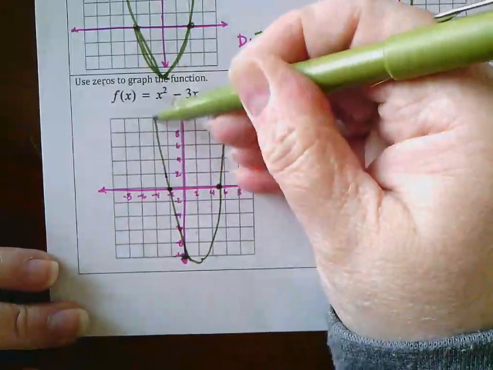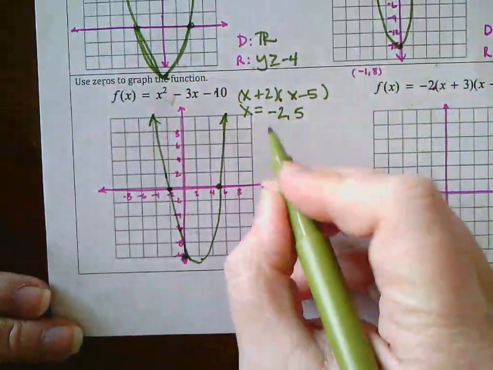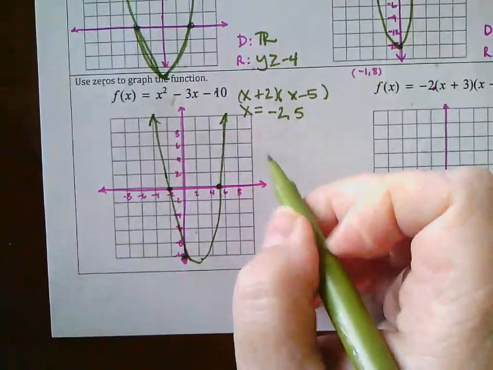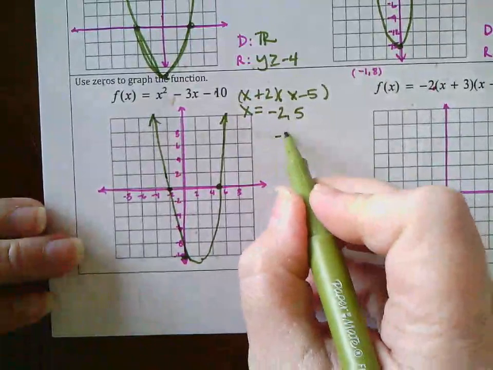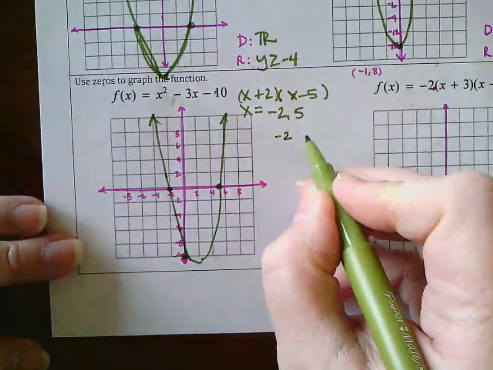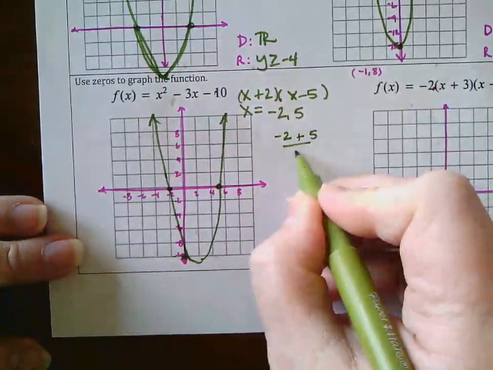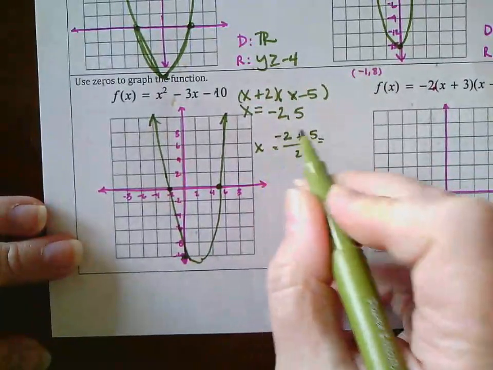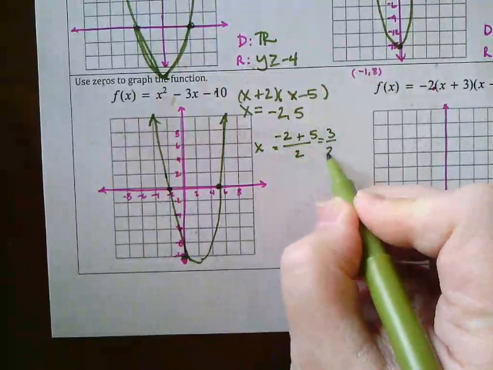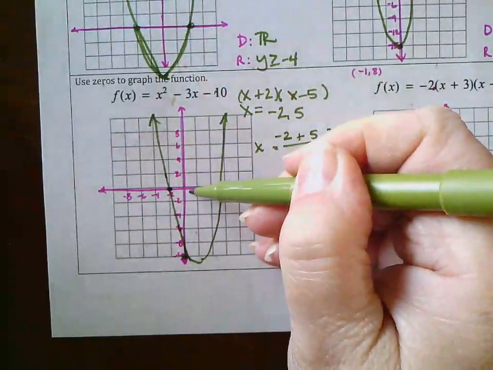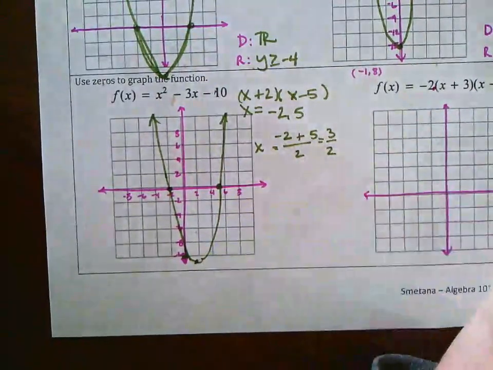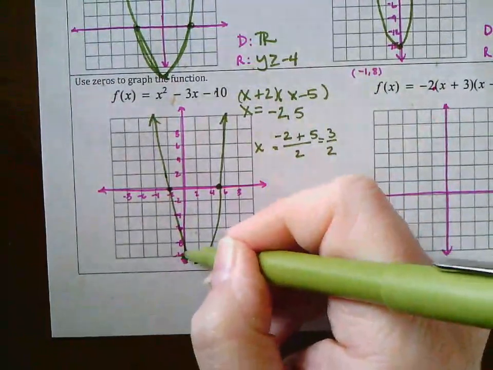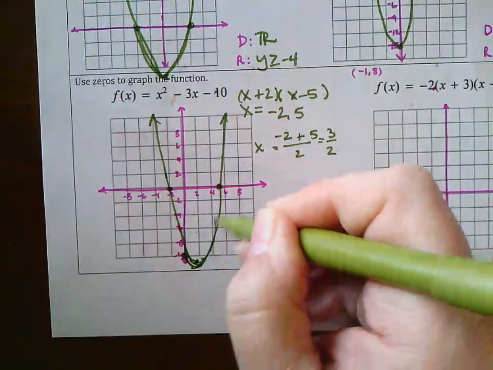Okay, so this right here, if you have your axis of symmetry, -2 and +5 divided by 2, you will end up with 3/2. So that's why this is going to be more like over here at 1.5. And that's why I knew it wasn't exactly on the 10. It was going further than that.